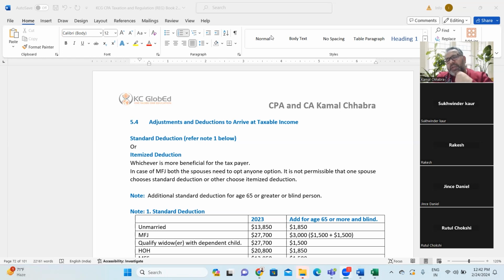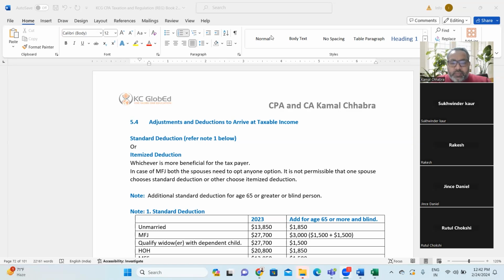Within those itemized deductions, for each category there are sub-limits, up to what amount we can consider as itemized deduction. That we'll be studying, right? So this is a high-level overview and understanding of what standard deduction is and what itemized deduction is. So let's dive into more detail.